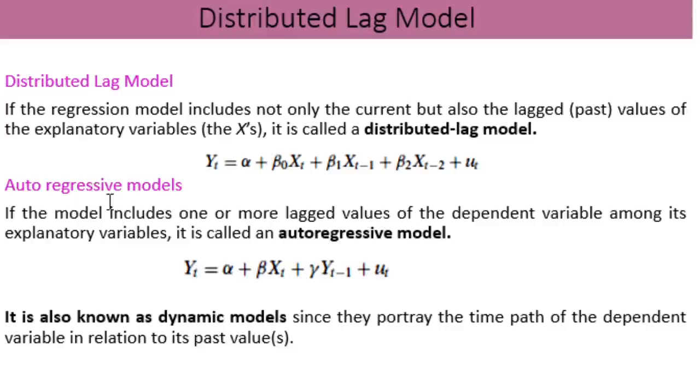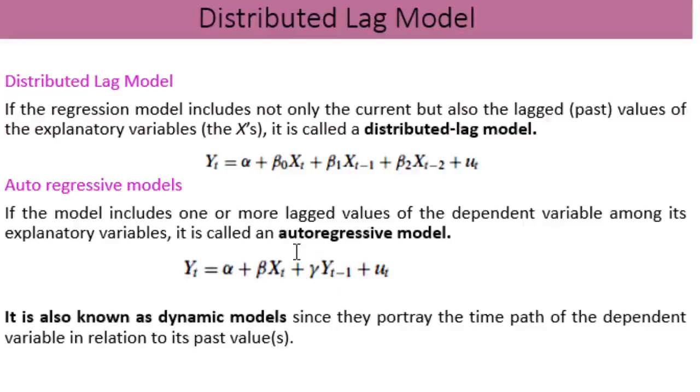There exists another model known as the autoregressive model. If the model includes one or more lagged values of the dependent variable among its explanatory variables, it is called an autoregressive model. That is, yt equal to alpha plus beta xt plus gamma yt minus 1 plus ut. Here, yt minus 1 is the lagged value of the dependent variable, that is yt. And if a regression model includes the lagged values of the dependent variable as an explanatory variable, those types of models are known as autoregressive models.